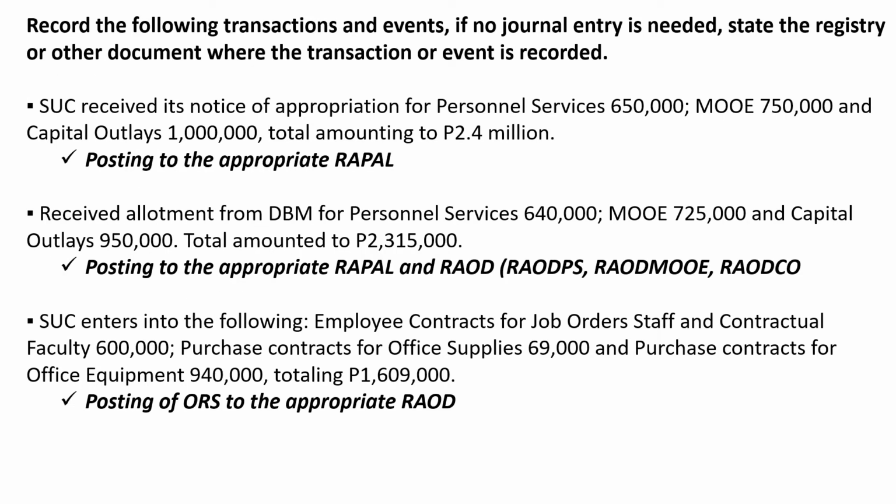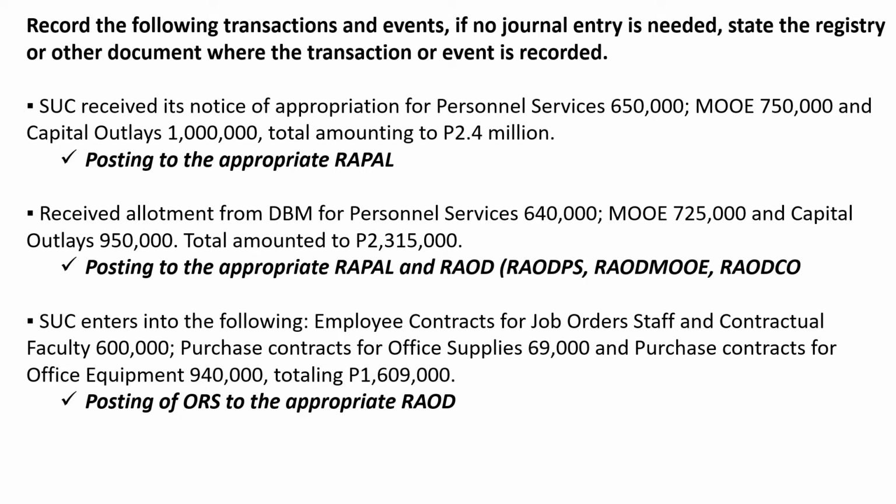So we have here a comprehensive problem for the government accounting cycle. We are required to record the following transactions and events. If no journal entry is needed, state the registry or other document where the transaction or event is recorded. So this is for the first transaction. SUC received its notice of appropriation for personal services, $650,000, maintenance and other operating expenses, $750,000, and capital outlays of $1 million, totaling to $2.4 million.